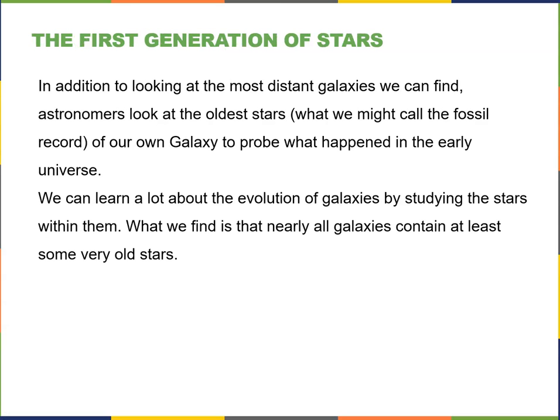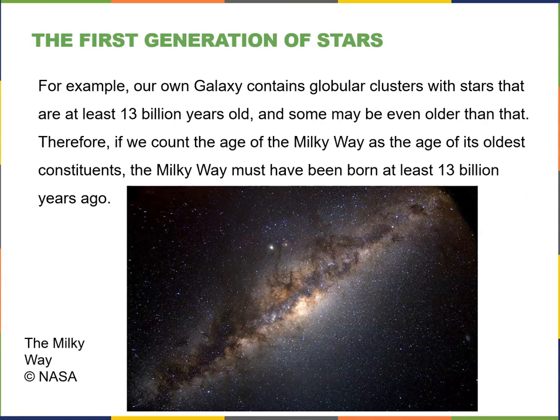Astronomers also look at the fossil record of our own galaxy. This fossil record is the old stars within our galaxy. So we can actually learn a lot about the evolution of galaxies by studying the stars within that. So that is another way we gain some information. For example, our own galaxy contains globular clusters with stars that are at least 13 billion years old, and some might even be older than that. So if we count the age of the Milky Way as the age of its oldest stars that reside in it, the Milky Way must have been born at least 13 billion years ago.